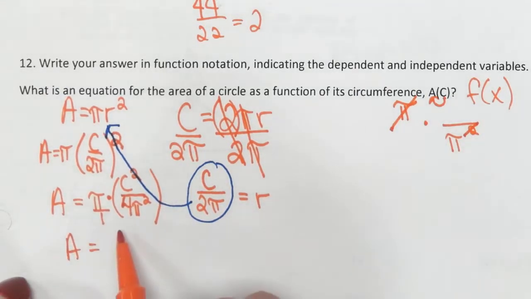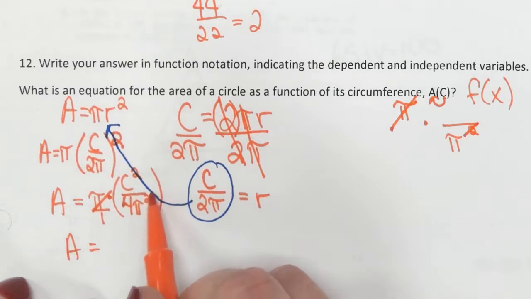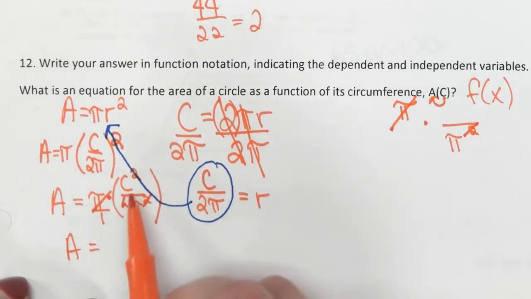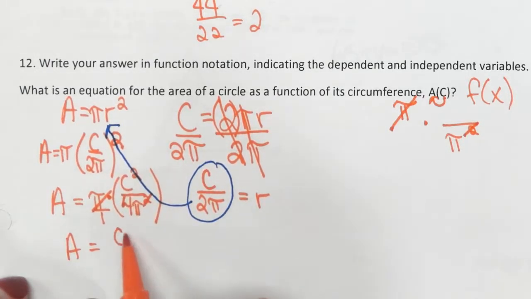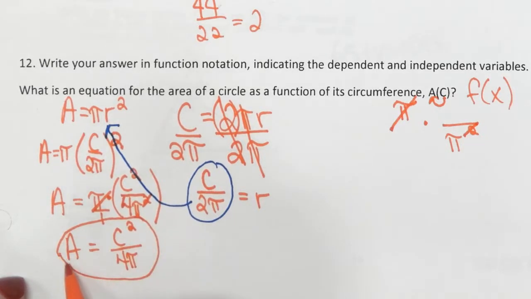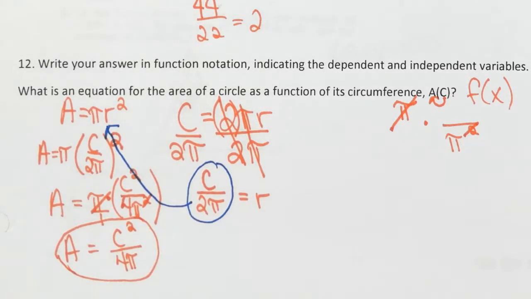The pi's canceled, so what's left on top? C squared over 4 pi. We're going to do more like that. Don't worry, okay? So is that the answer? That's the answer. Yes, a simplified answer.